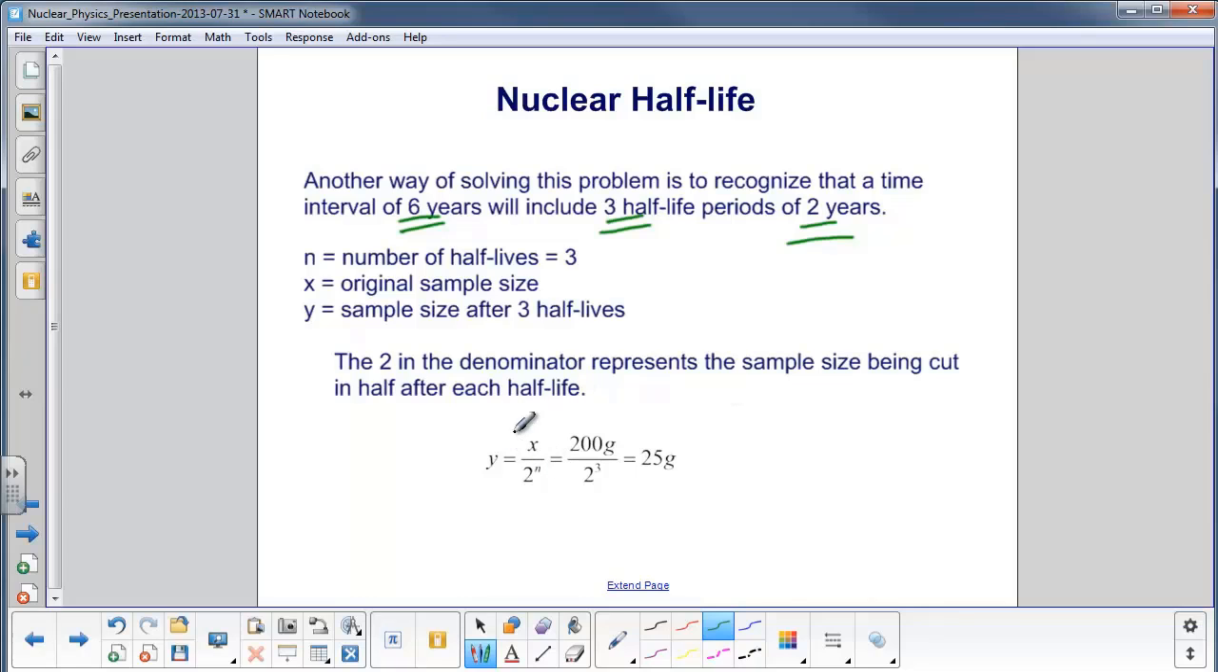Now here's where we get into the math. This is the equation we'll be using. The 2 represents each time you have a half-life, the sample size gets cut in half. So y, which is your final amount of material, is equal to x, the original, divided by 2 raised to the n power. So I plug in the numbers here. I have 200 grams, 2 raised to the 3rd power, which is 8. 200 divided by 8, 25 grams.